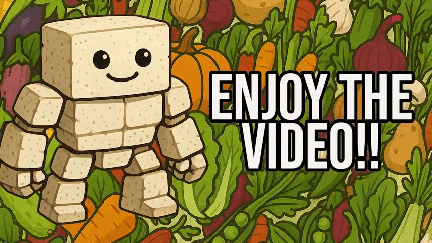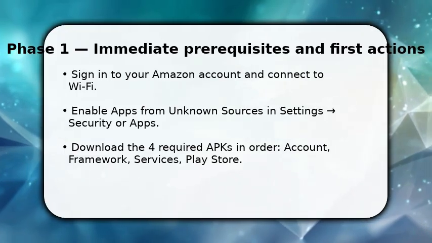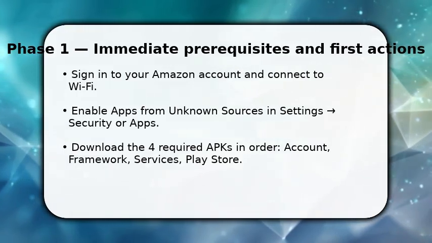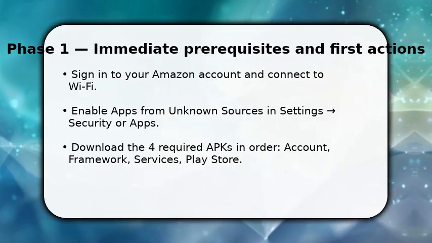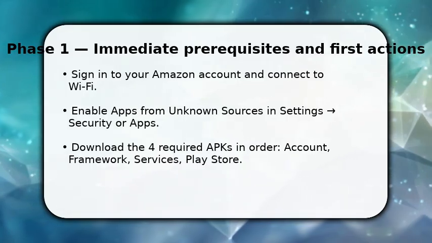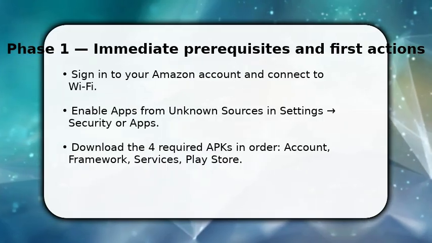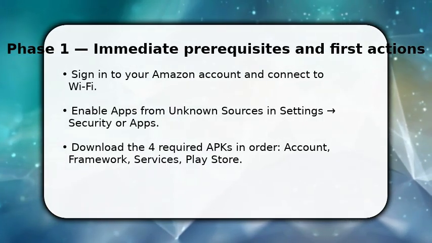Please enjoy the video. You need Wi-Fi and an Amazon account signed in first. Once done, make sure Fire OS allows apps from unknown sources. Next, open the Silk browser and download the 4 APK files required: Google Account Manager, Google Services Framework, Google Play Services, and the Google Play Store in that order.